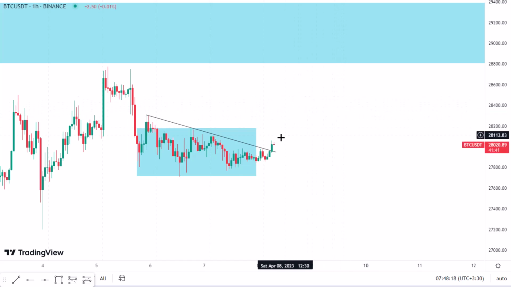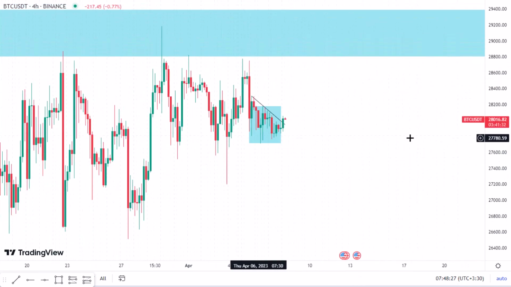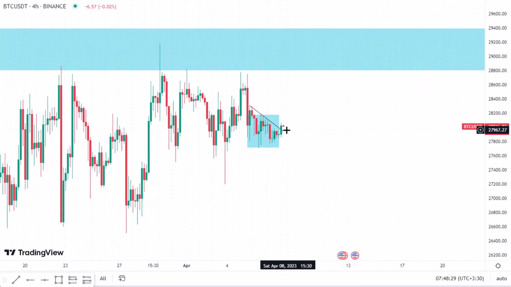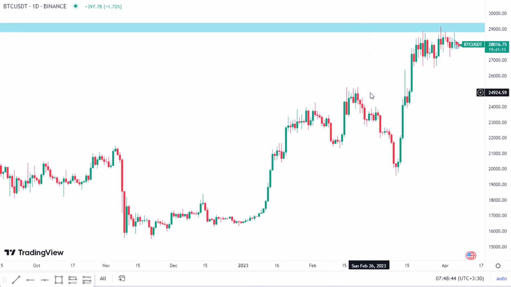In bigger time frames, it is actually the 1 hour time frame. In bigger time frames, like the 4 hour time frame, the candle is also closed right now. You can see that. It means we can risk on it because it has been broken in the 4 hour time frame too. But in the daily time frame, let's see what's happening.